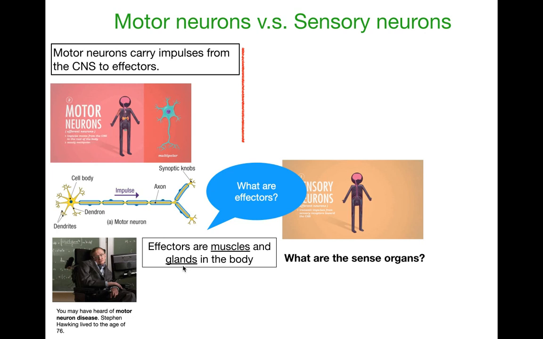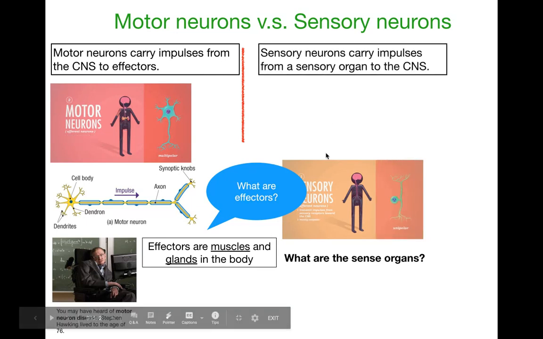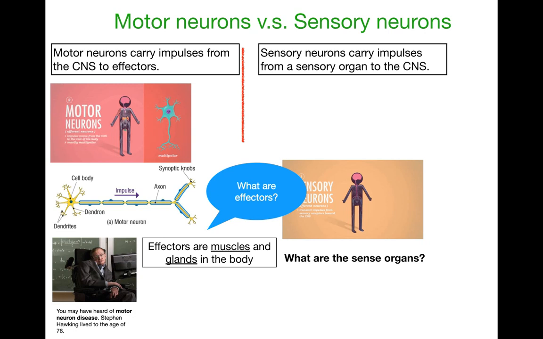Now, that brings us on to the sensory neurons, and you might remember the definition for the sensory neurons, that they bring impulses from the sense organs to the central nervous system. Okay, so the sense organs, remember, we have five of them. We have the nose, the skin, the tongue, the eyes, the ears.